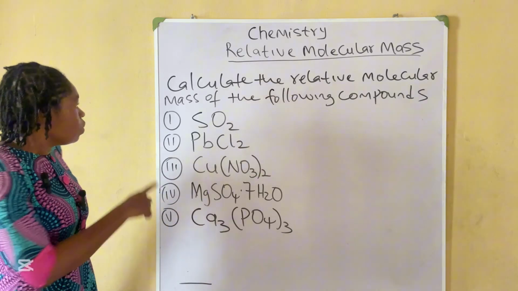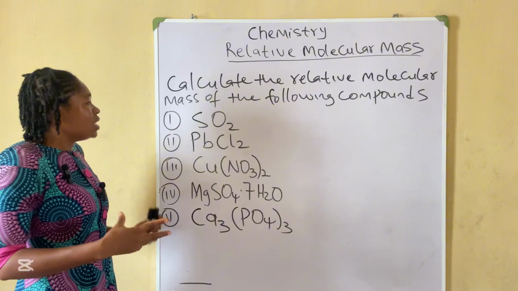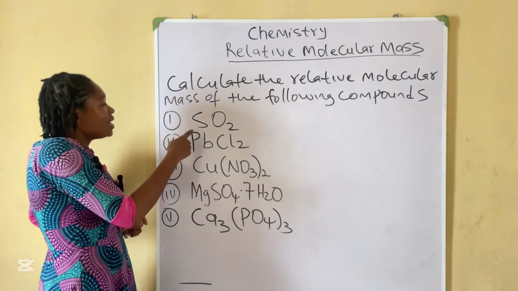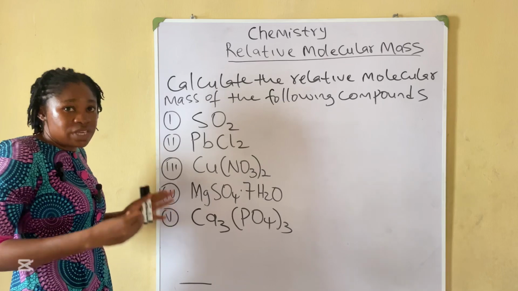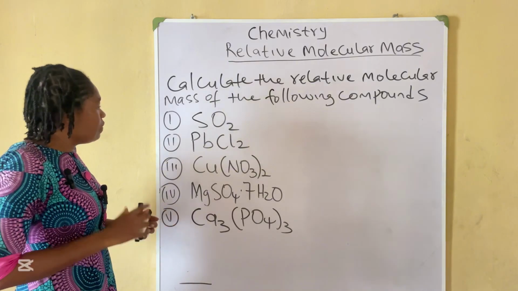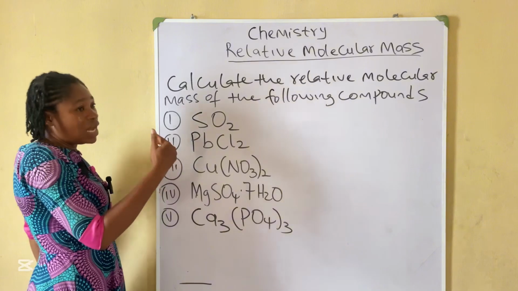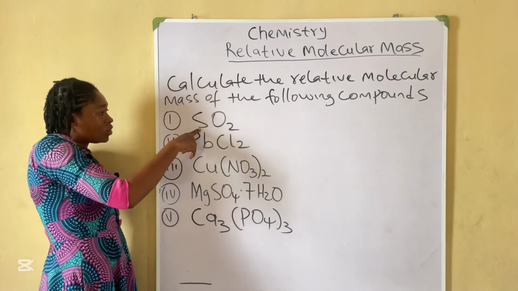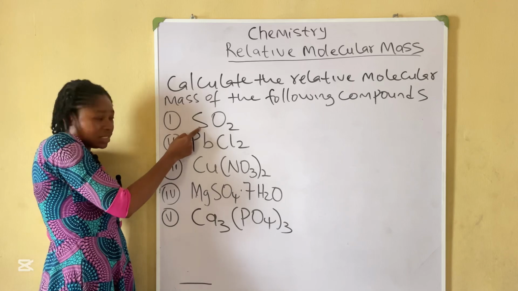Let's start with number 1. So, how do we calculate molecular mass? The relative atomic mass of each element will be given to you, provided for the student. So it's just for you to take the relative atomic mass of each of these elements times the number of atoms present.